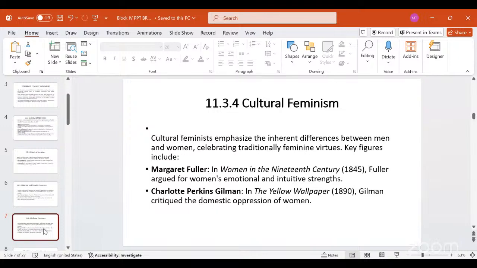However, cultural feminists emphasize that inheritance differences definitely should not exist. They also celebrate traditionally feminine virtues. How women are better, and they deserve to inherit everything from the family equally with men. This is what cultural feminists speak. So the key figures: Margaret Fuller in Woman in the Nineteenth Century, where Fuller argues for women's emotional and intuitive strengths. Similarly, Charlotte Perkins Gilman, in The Yellow Wallpaper, critiques the domestic oppression of women.